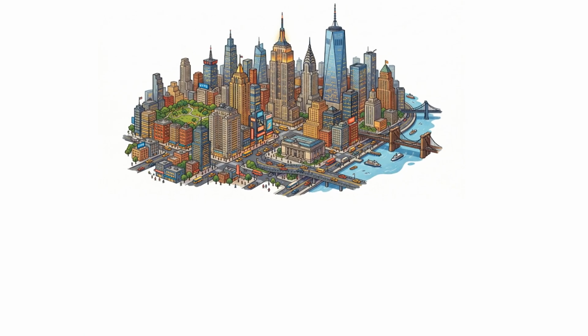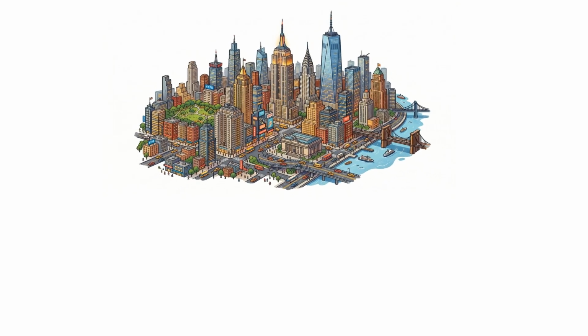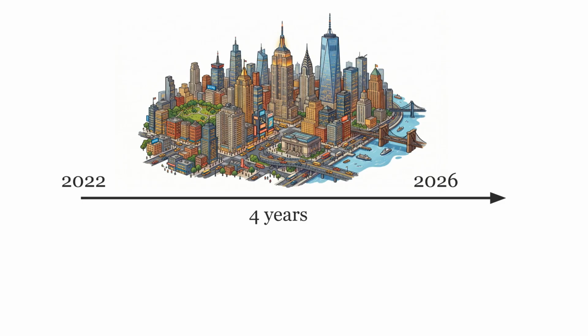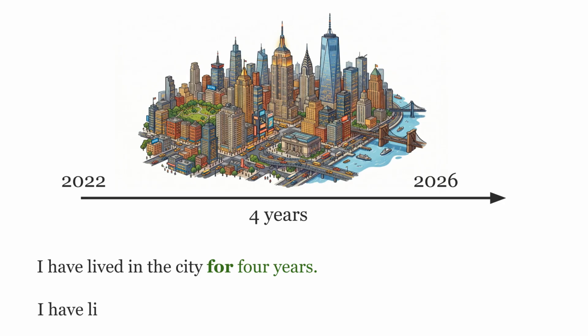I'll take my example. I moved to New York City in 2022. It is now 2026. I'm still living here. I can describe this situation in two ways. I have lived in the city for 4 years. I have lived in the city since 2022. Both sentences are correct. Both sentences describe the same reality, but they look at it differently.